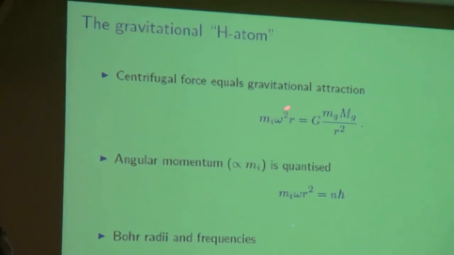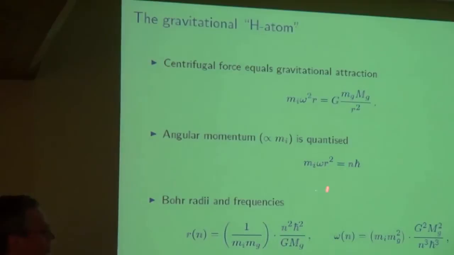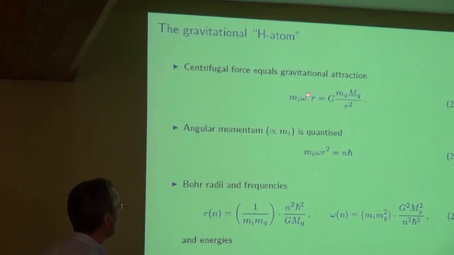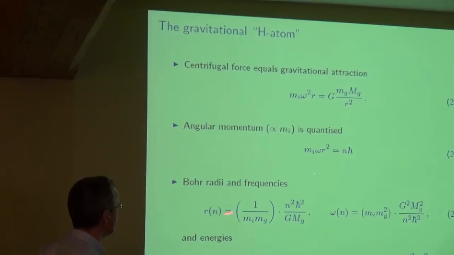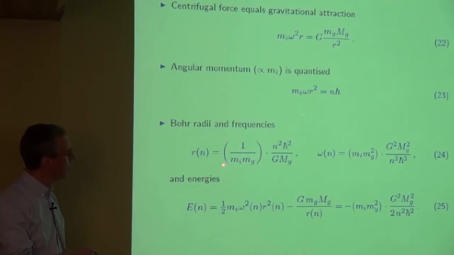Then you have centrifugal force equals gravitational attraction, but then you say angular momentum must be quantized in integer units of h bar, and then use this to solve this equation for r and eliminate omega, and then you get that the radius as a function of this n is that expression, and the angular frequency is that expression. And what you see is, it's not the quotient of inertial mass and gravitational mass that enters, here it's the product, and here it's the product of one times the square of the other.